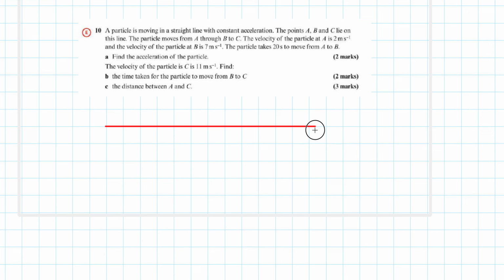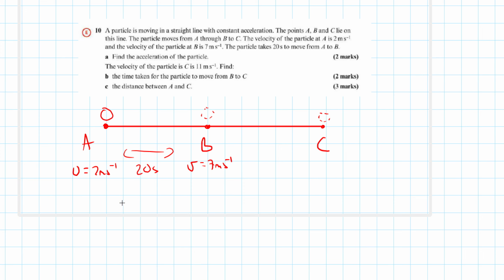So here we're given some points. So this is A, this is B, and this is C. It says that the particle moves from A to B to C. The velocity of the particle at A is 2 meters per second, so we know u is 2, and we know that at B is 7 meters per second, and it takes 20 seconds to cover this.